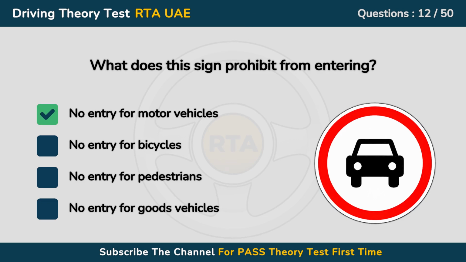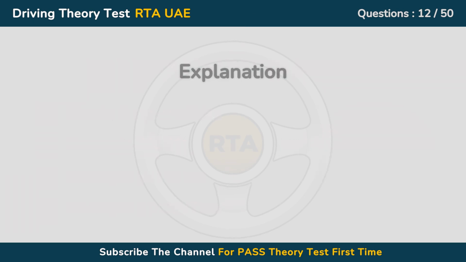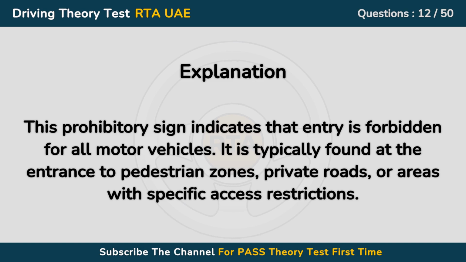Answer is A. No entry for motor vehicles. This prohibitory sign indicates that entry is forbidden for all motor vehicles. It is typically found at the entrance to pedestrian zones, private roads, or areas with specific access restrictions.